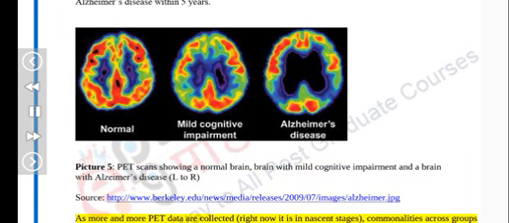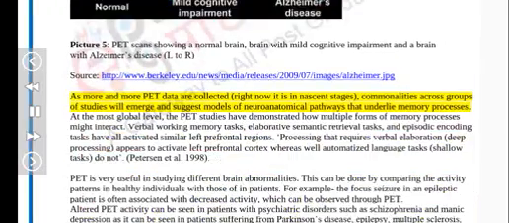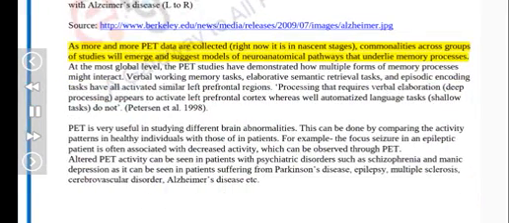Source. As more and more PET data are collected, right now it is in nascent stages. Commonalities across groups of studies will emerge and suggest models of neuroanatomical pathways that underlie memory processes. At the most global level, the PET studies have demonstrated how multiple forms of memory processes might interact. Verbal working memory tasks, elaborative semantic retrieval tasks, and episodic encoding tasks have all activated similar left prefrontal regions. Processing that requires verbal elaboration, deep processing, appears to activate left prefrontal cortex, whereas well-automatized language tasks, shallow tasks, do not. Peterson et al., 1998.